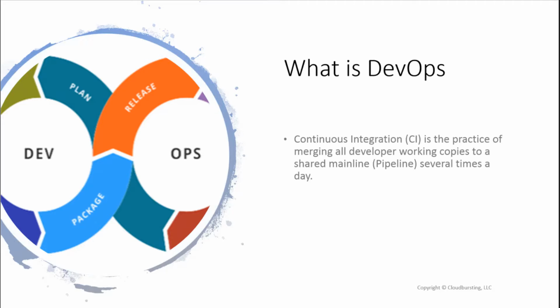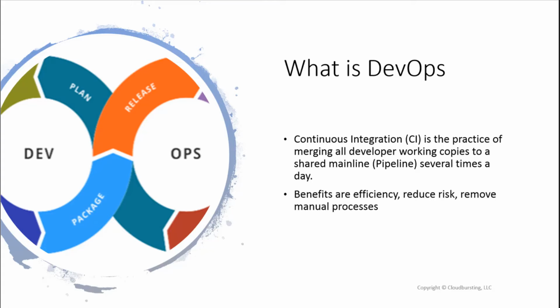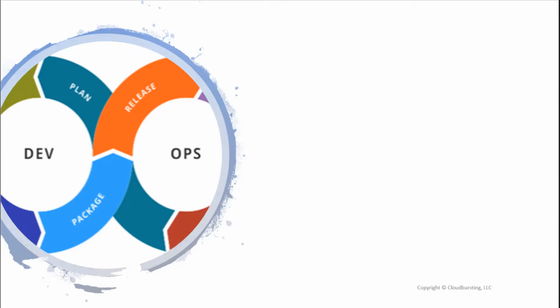Now, when we talk about continuous integration, this is a process where the developer working copies are shared to what's called a mainline, also known as a pipeline. Generally, this is done many times a day, depending on the organization, of course. The benefits are multifold. It creates efficiency, reduces risks, and also, again, removes manual processes. Remember, it's all about automation.